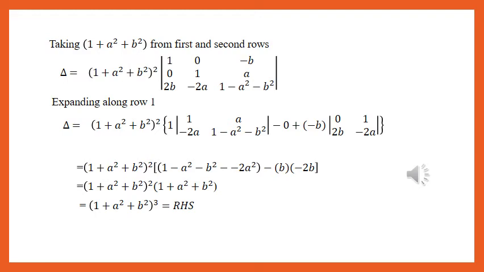This part clear? 1 minus a square minus b square plus 2a square. That is same as a square minus b square plus 1, but plus 2b square. So all together 1 plus a square plus b square. So it is whole cube.